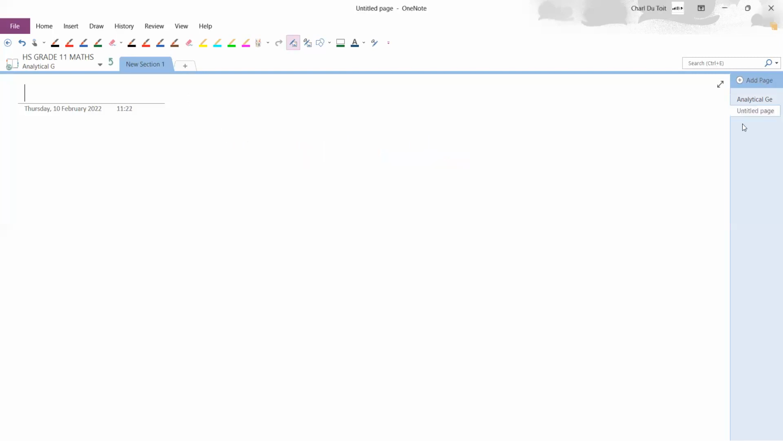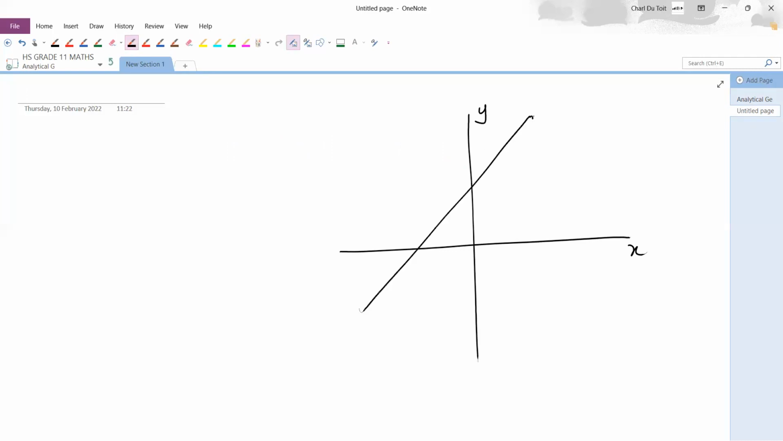Isn't analytical geometry with hyperbola? Okay, this is a system of axes. And I'm going to draw a line here. This coordinate here is A, and it is (3, 6). And the coordinate B here is (-5, -3). I want you to determine the length of AB.